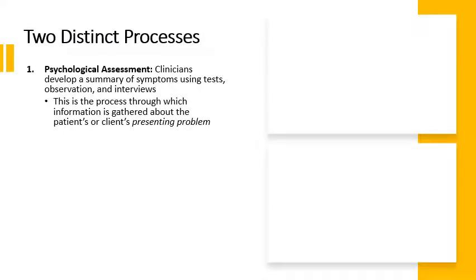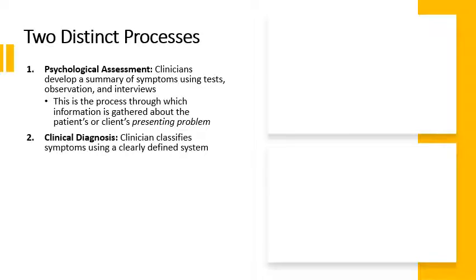So we have 2 distinct processes. The first is a psychological assessment, and that's when a clinician is trying to learn about the individual. So they're going to develop a summary of symptoms using tests, observations, and interviews. And through this process, they'll be gathering information about the patient's or the client's presenting problem. And so that is the official term that's used. What is this person's presenting problem?